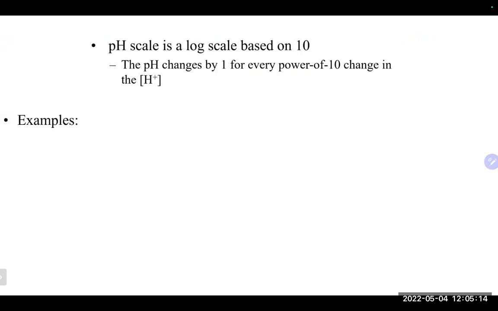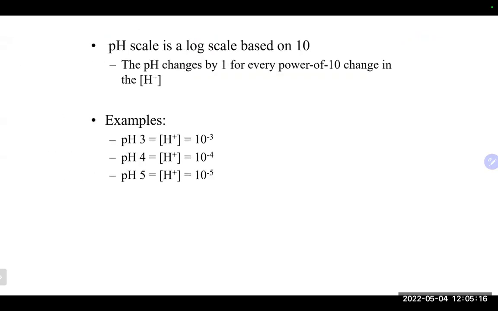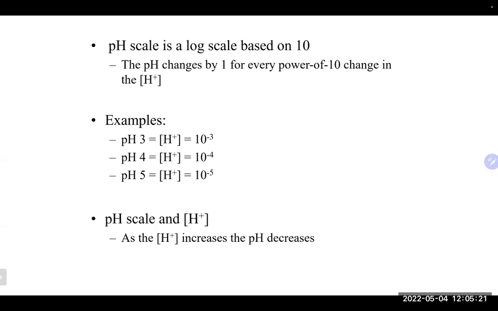So as we talked about, the pH is really based off of the log scale of 10. What that means is that for every change in pH of 1 unit, you're changing the concentration of H plus by a factor of 10. So again, if you have any H plus concentration that's 1 times 10 to whatever it may be, that will give you your pH. So 1 times 10 to the minus 3 gives you a pH of 3, to the minus 4, 4, and obviously to the minus 5, 5.